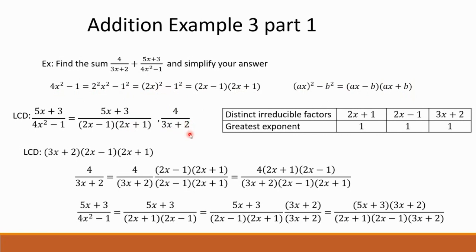And because they're factored, we can now get the LCD. We have the irreducible factors: 2x minus 1, 2x plus 1, 3x plus 2. And each factor's only exponent is 1. Normally you get the greatest exponent, but each of them only has an exponent of 1. So the LCD would be 2x plus 1 to the first times 2x minus 1 to the first times 3x plus 2 to the first, which is the same as this, as you can see.